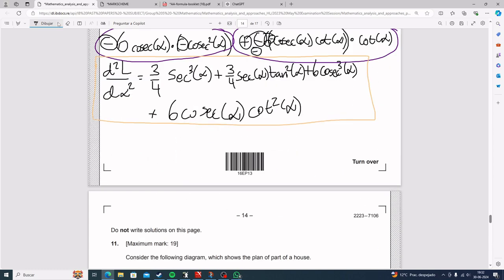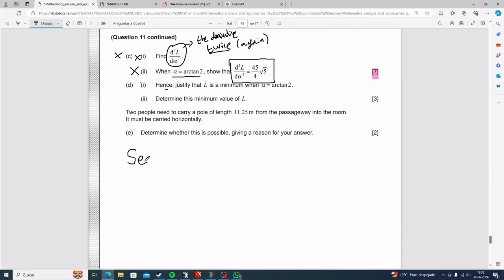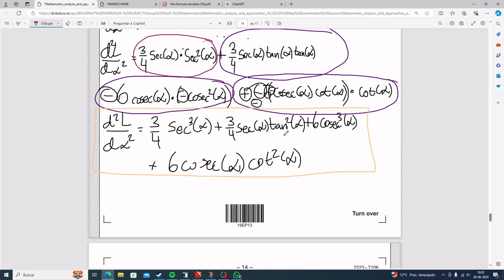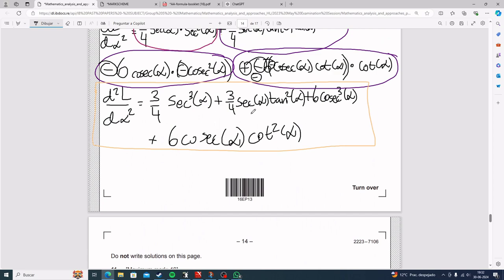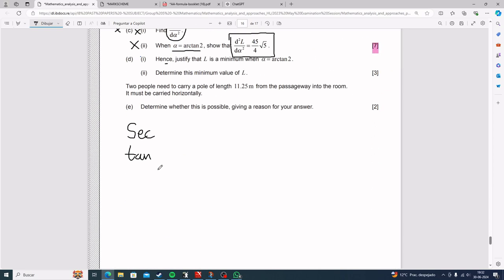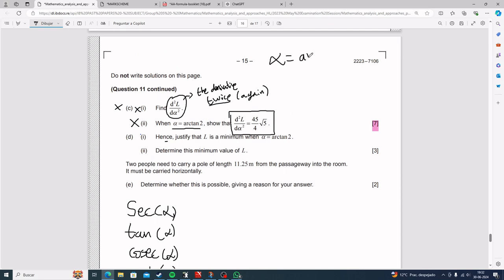Right now you have sec, tan, cosec, and cotangent. We have sec, we have tangent, we have cosec, and we have cotangent. And so apparently from this, because they tell us that alpha equals arctan 2, I should reach an actual value.